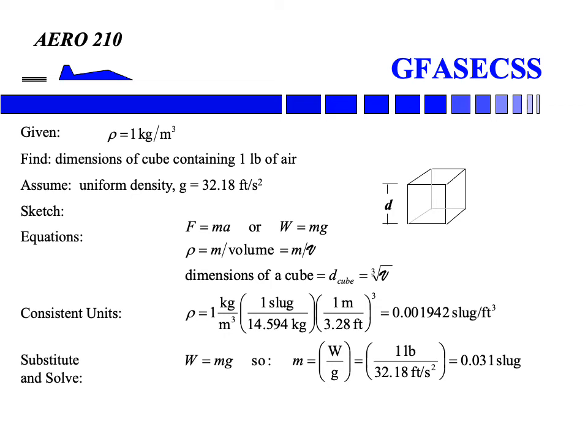So for this substitute and solve, we use the equation that weight is equal to mass times the acceleration of gravity, and we solve it algebraically for the mass in terms of weight and gravity. Mass is equal to the weight divided by the acceleration of gravity. Then we substitute in the values, 1 pound of weight and acceleration of gravity 32.18 feet per second squared, and we calculate that a pound of air has a mass of 0.031 slugs.